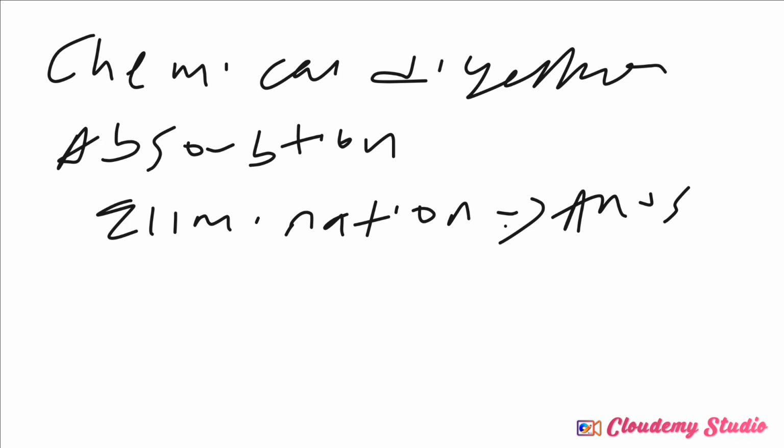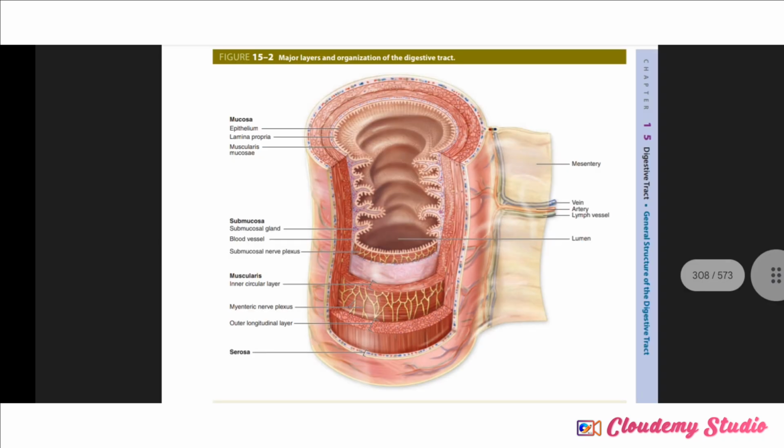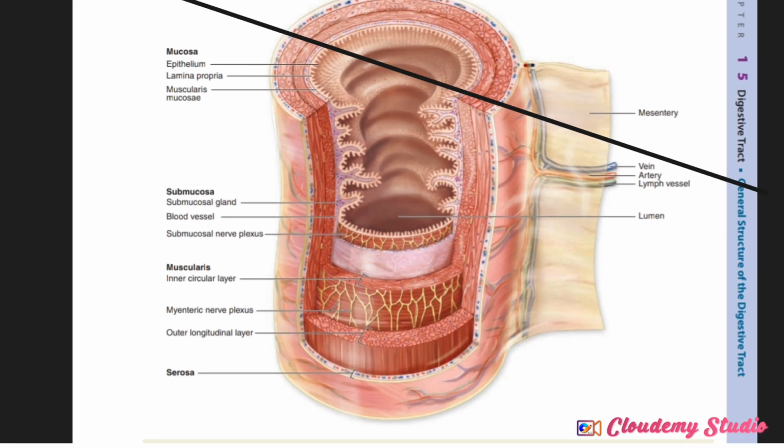So now, let us proceed to the histological layer of the gastrointestinal tract. Basically, we have four histological layers of the gastrointestinal tract.